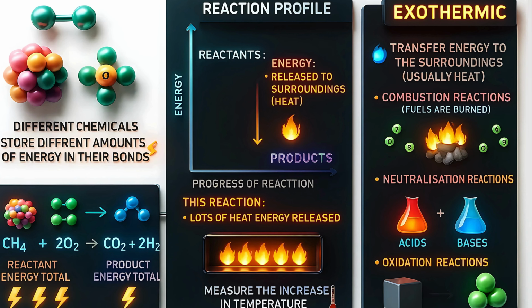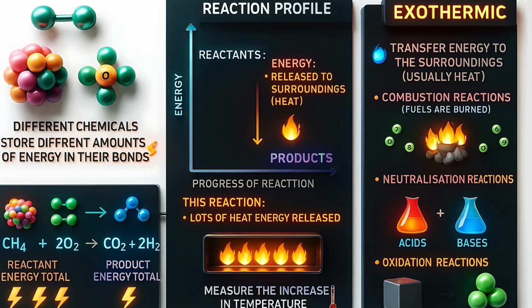All exothermic reactions have one thing in common. They transfer energy to their surroundings, usually as heat. Common examples of exothermic reactions include combustion reactions, where fuels burn in oxygen to produce energy, neutralization reactions between acids and bases, and oxidation reactions, such as when metals rust or react with oxygen. These are the types of reactions that make things feel hot because they're giving off energy.